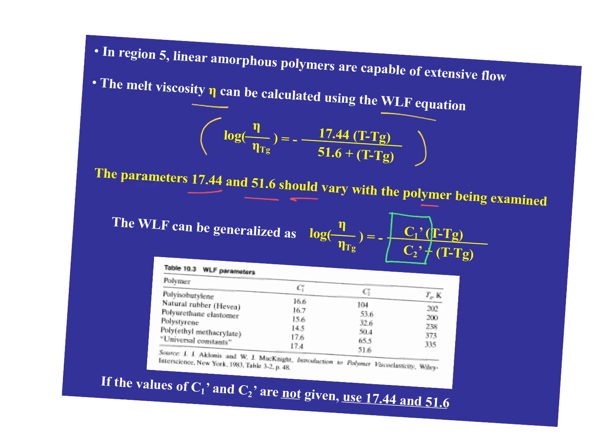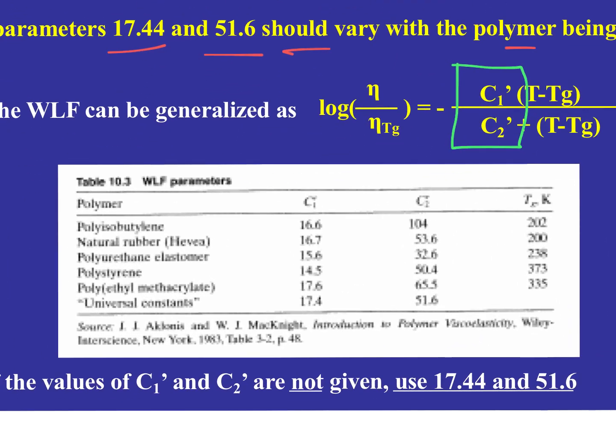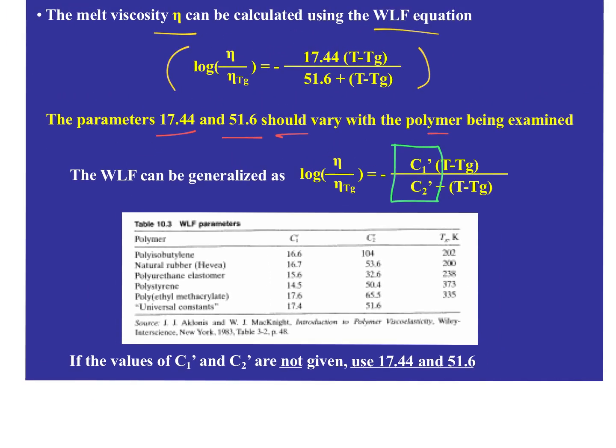And so this table, which of course I would give you, gives you some WLF parameters for C1 prime and C2 prime, which in some cases can differ substantially, but in most cases are not all that different from those previous values of 17.44 and 51.6. So the rule here in general is, if I don't give you those values, then we just end up using 17.44 and 51.6. Okay. Any questions about that so far?